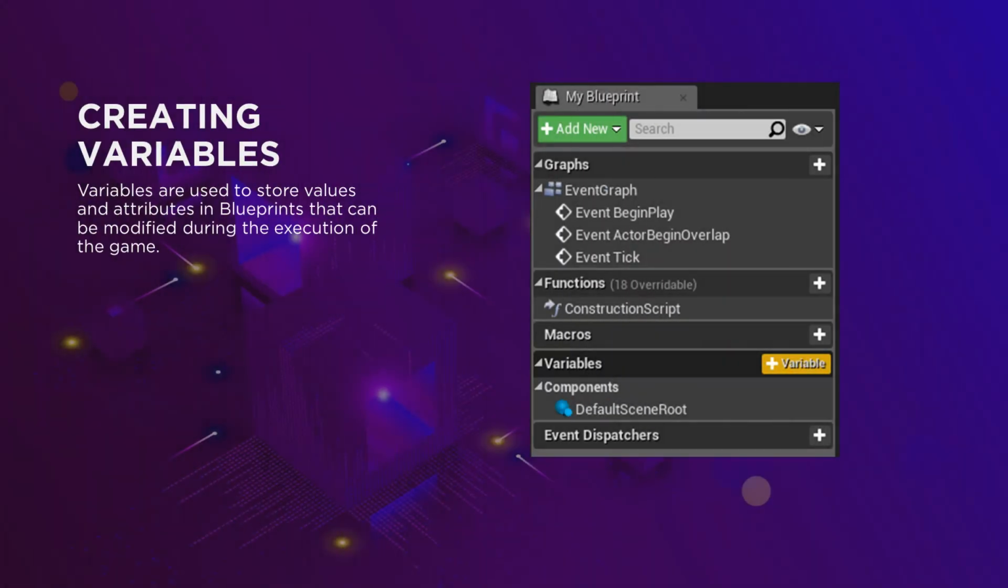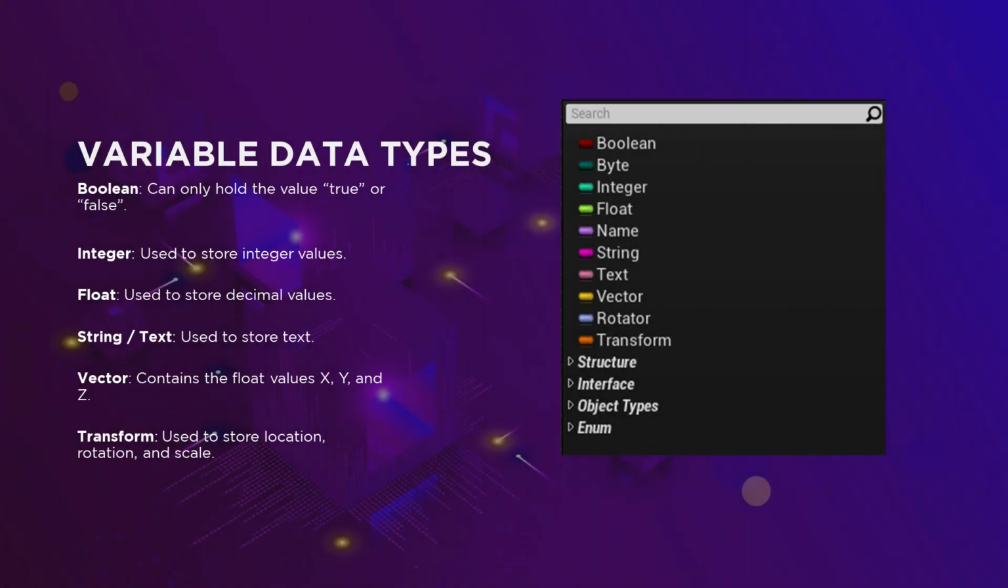Let's first talk about Unreal variables. Creating variables. Variables are used to store values and attributes in blueprints that can be modified during the execution of the game. The variables can be one of many types. To create a variable, go to the My Blueprints panel in the Blueprints editor and click on the plus button in the Variables category.